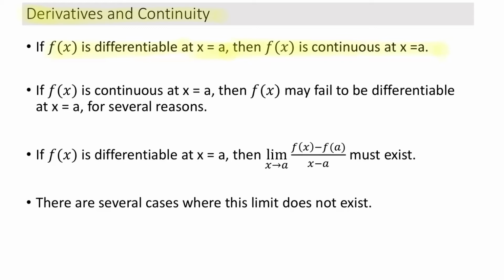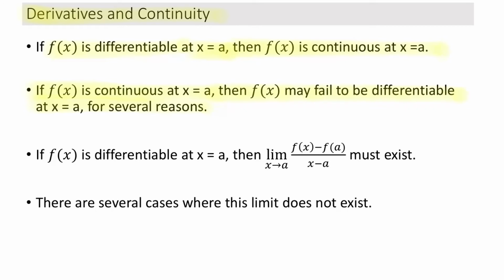Then we say if f of x is continuous at x is equal to a, then f of x may fail to be differentiable at x is equal to a for several reasons. All right. So it doesn't go both ways. If it's differentiable, it's continuous. But if it's continuous, it's not always differentiable. Not always.